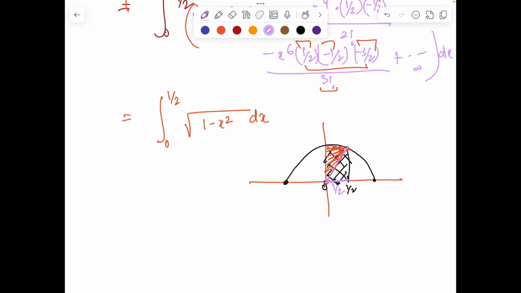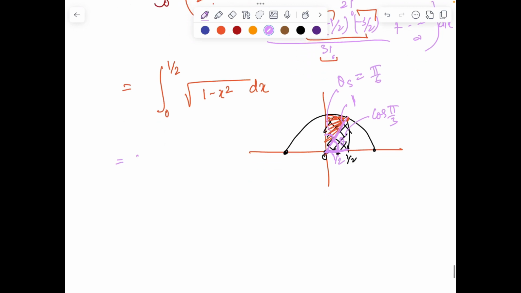Now since we have this distance half and the radius is 1, so it's cos 60°, or pi by 3, hence the angle of the sector, theta sector, is pi by 6. So we have the answer as pi by 6 plus the area of the triangle, half into base into height, so half into half into height, which is sin pi by 3, so root 3 by 2. The answer for this beautiful problem is root 3 by 8 plus pi by 6.